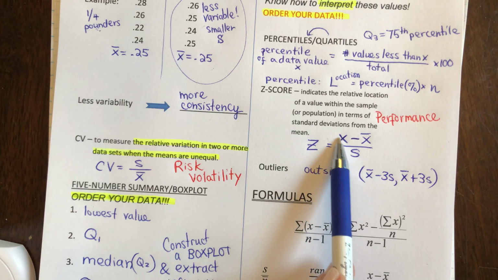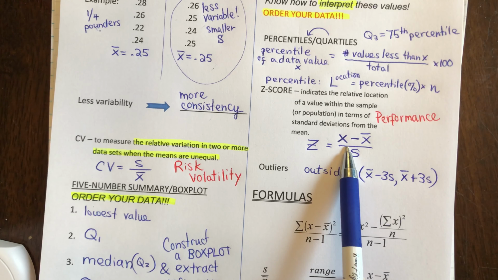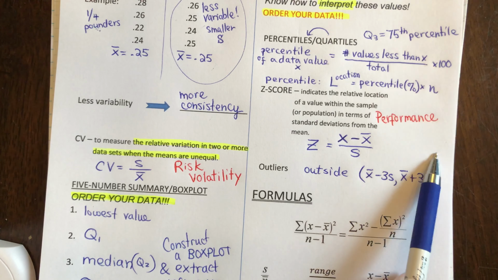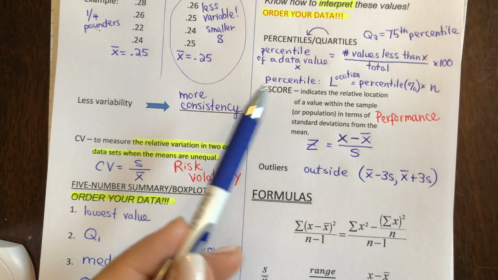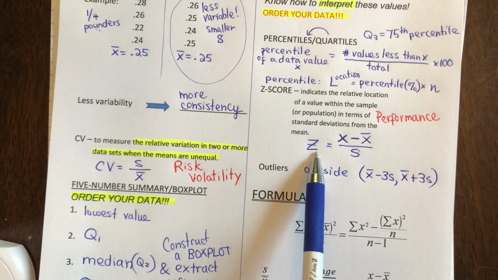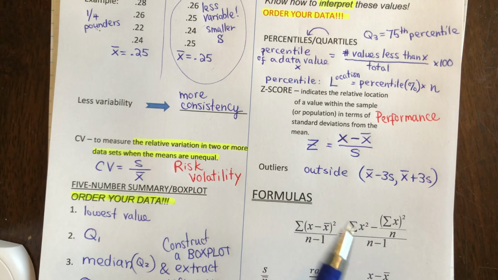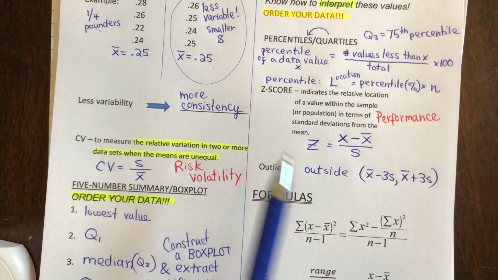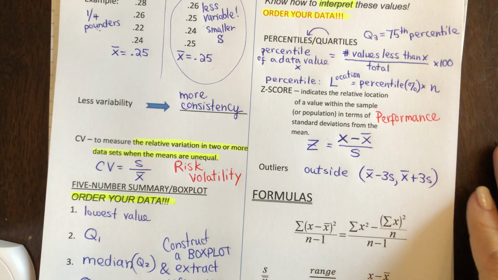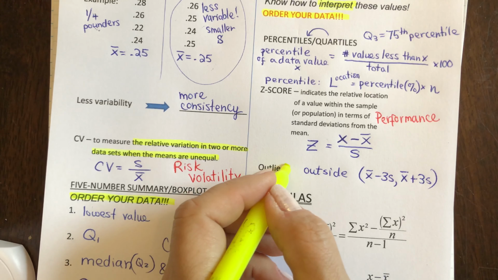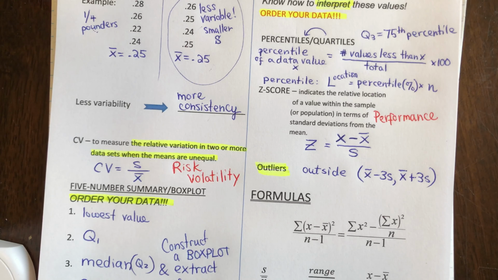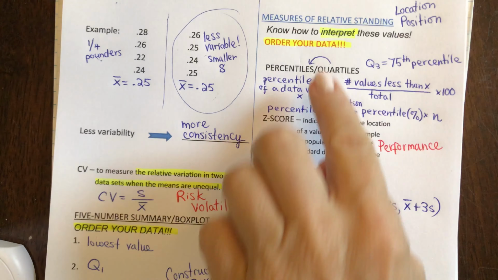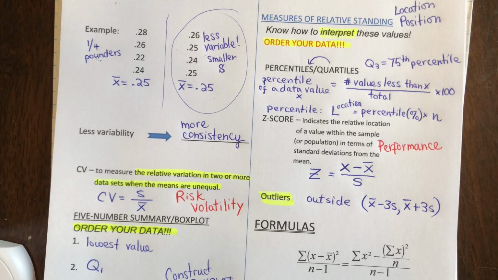So again, when you calculate a z-score, if you get a z-score of 2 or more in absolute value, that's going to be considered an unusual value. If you get a z-score of 3 or more, then you're going to have a value that's considered an outlier, okay? So again, don't forget that you need to know how to interpret these values. I don't know if you can see that. Interpret the values like we talked about in class.